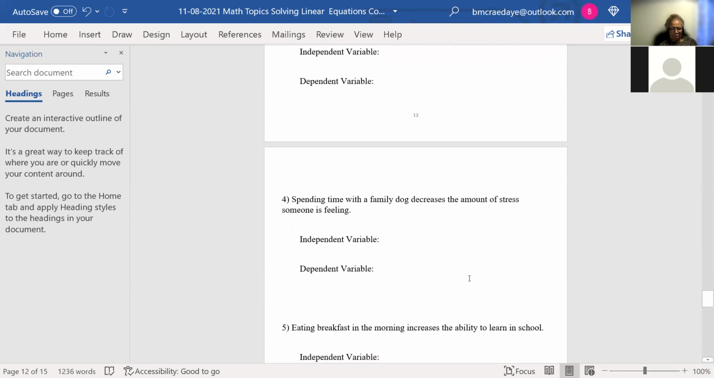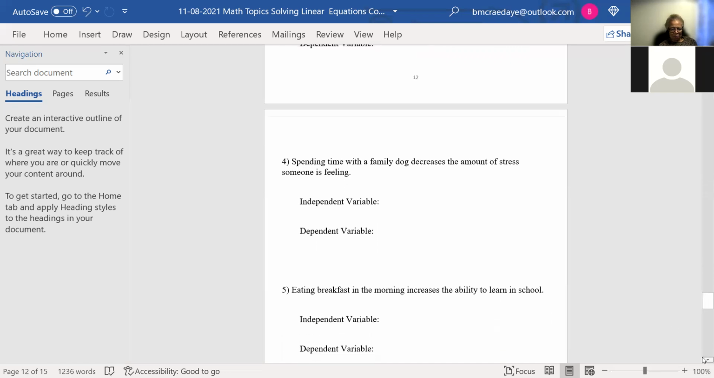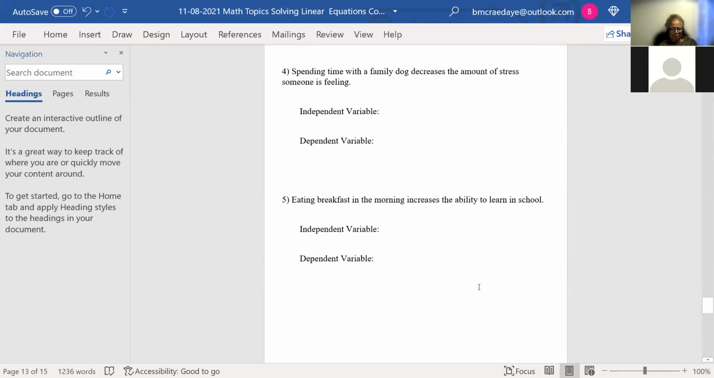What about this one? Spending time with the family will decrease the amount of stress someone is feeling. So spending more time with the family, that will decrease. This is the independent, right? And what's the dependent? The stress. The stress is dependent upon spending time with the family. Okay. 4 out of 4. What about the next one?